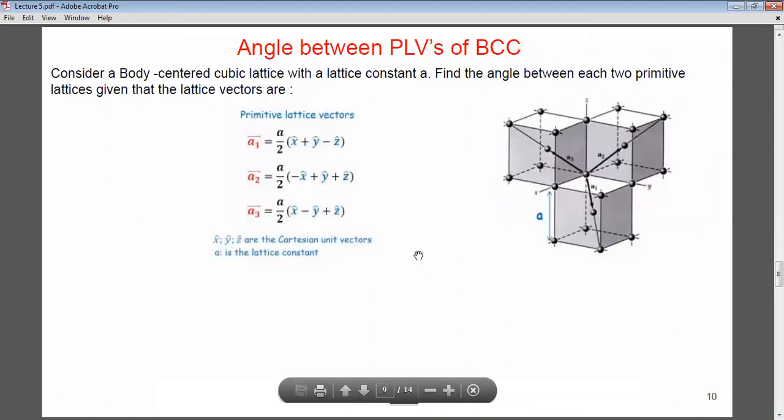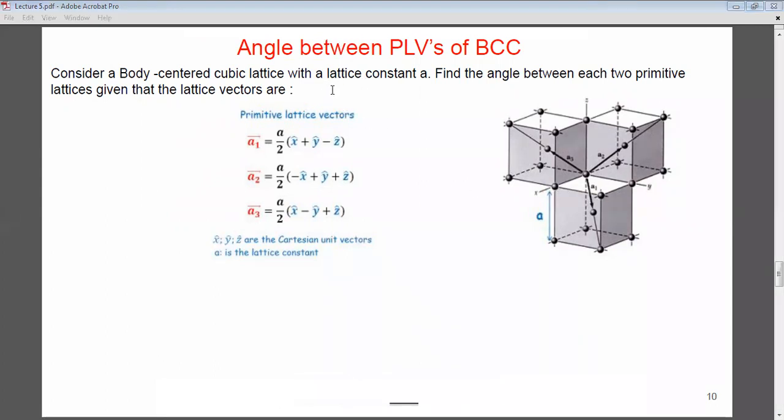So consider a body-centered cubic lattice with a lattice constant A. Okay, so consider this BCC lattice with a lattice constant A. Okay, that is the side of the cube is A. This is what it means by saying lattice constant A. So it means the side of the cube is equal to A. Okay, now find the angle between each two primitive lattices.